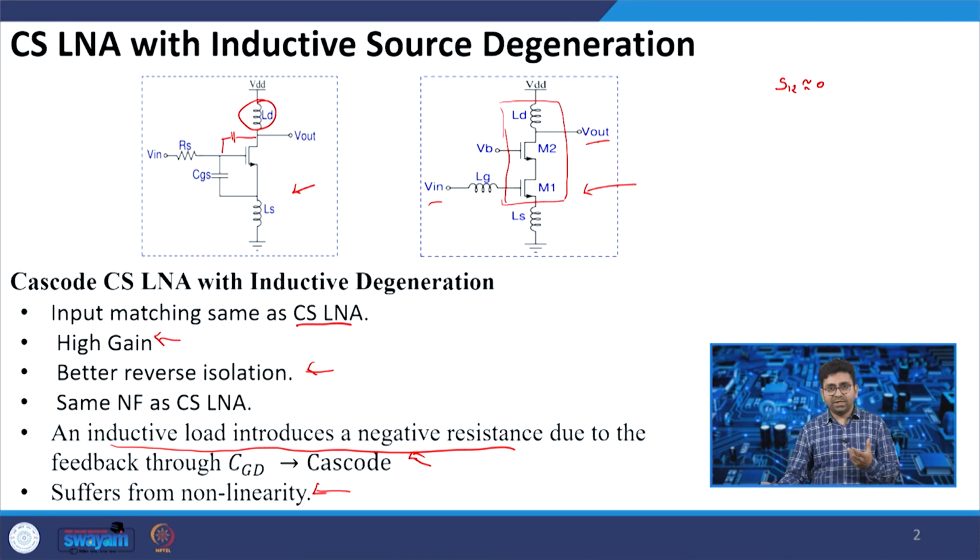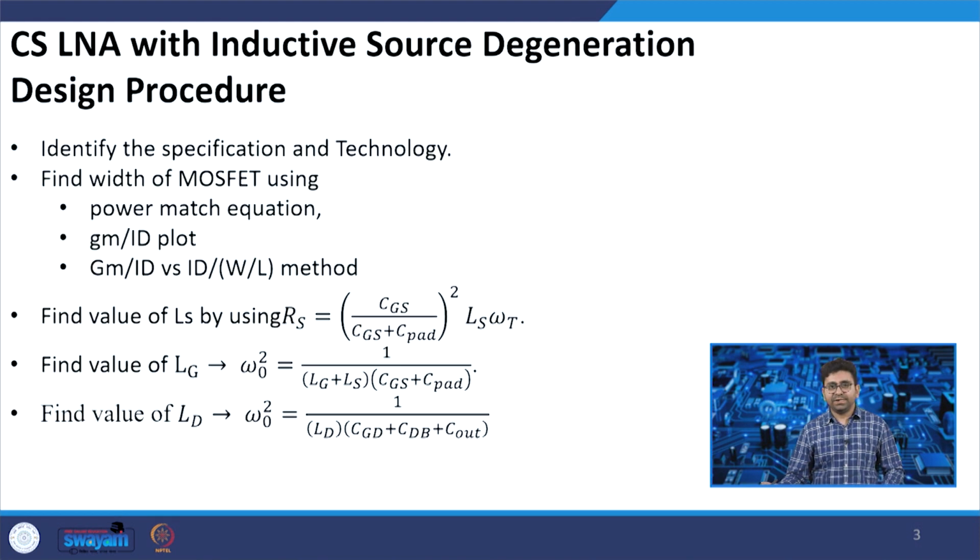We will try to see the other topologies based on other configurations. But before going to the other topologies, what should be the design procedure for an inductive source degeneration LNA? This is a common source LNA with inductive source degeneration, and how can we design it?